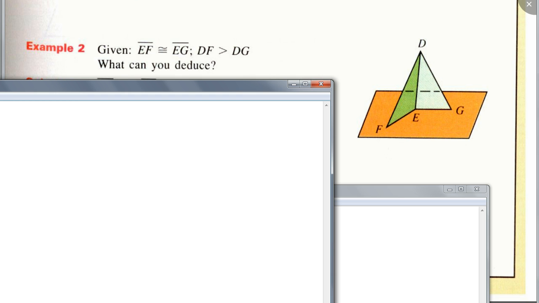How about Naomi? Okay, let me give you a hint, Naomi. Isn't DE congruent to itself? So you have DE congruent to DE, EF congruent to EG, and this side, DF is greater than DG. What can you tell me about angle DEF versus DEG, Naomi? Yeah, DEF versus DEG. DEF is greater. Why?